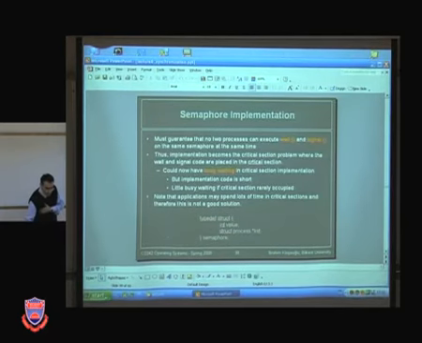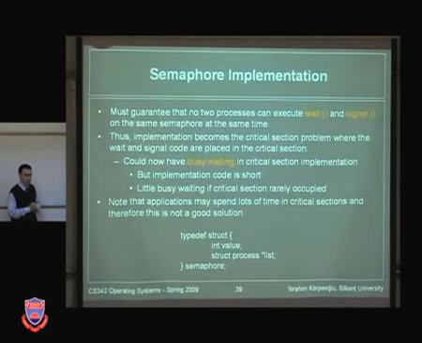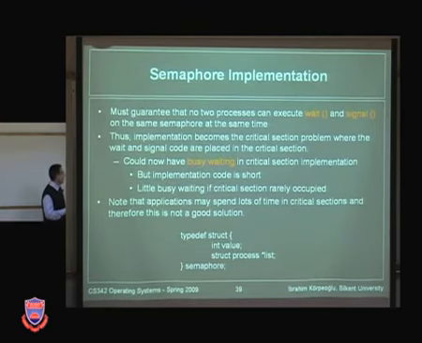So let's look at how we can implement the semaphores. We have to guarantee that no two processes execute wait and signal system calls at the same time. So this has to be enforced by the kernel, okay? And the kernel can do that, for example, by disabling the interrupts in the implementation of the wait and signal procedures while they are running in the kernel. The kernel can just disable the interrupts while it is running the wait system call or signal system call.